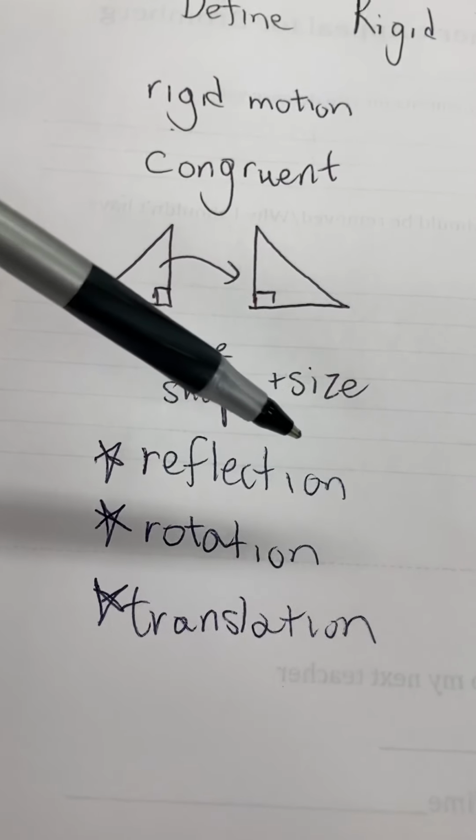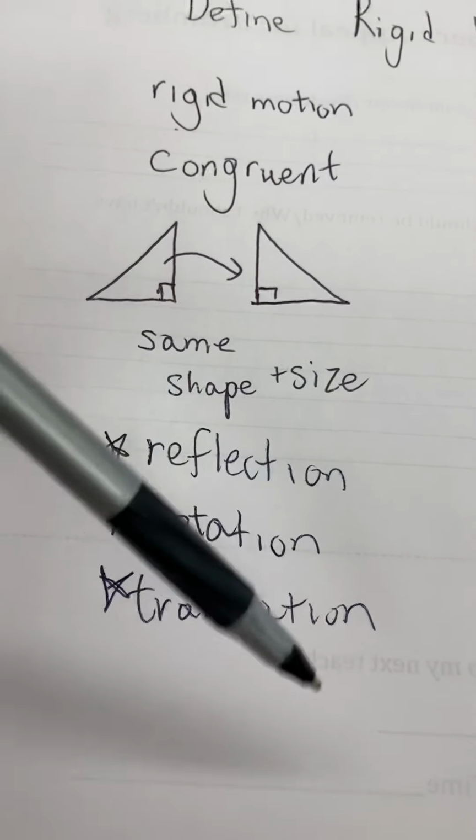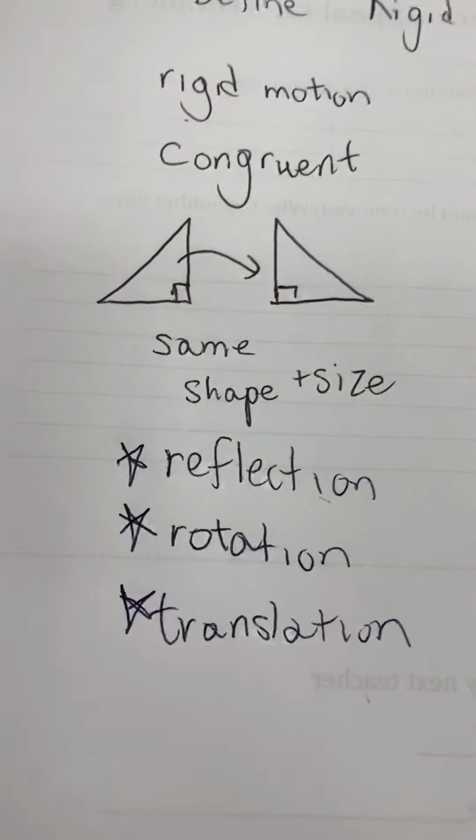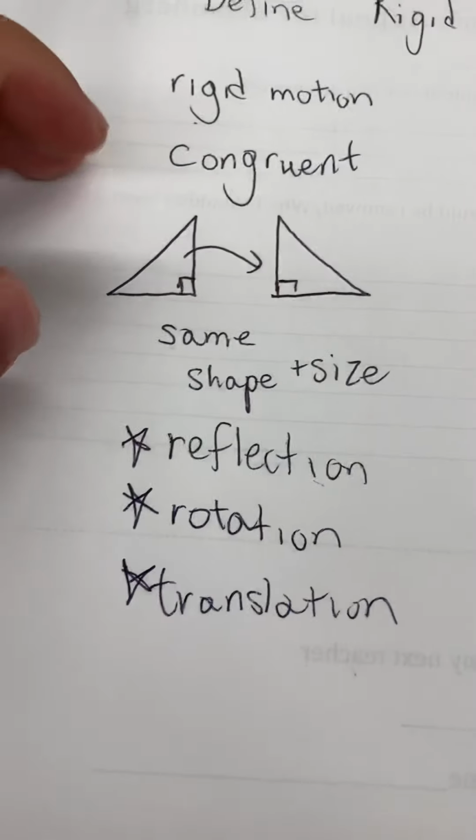So you're either going to have to be reflecting, rotating, translating, or some combination. Maybe I reflect, then translate. Maybe I translate, then rotate.